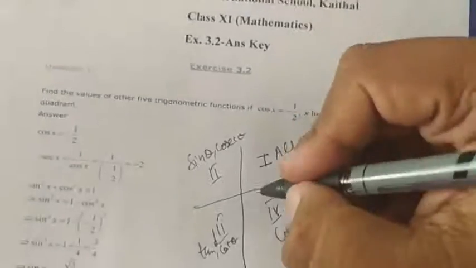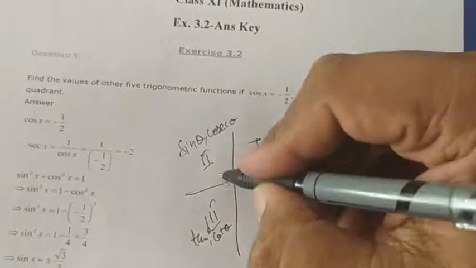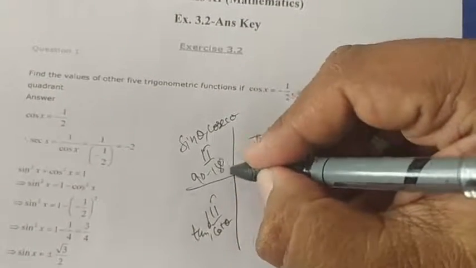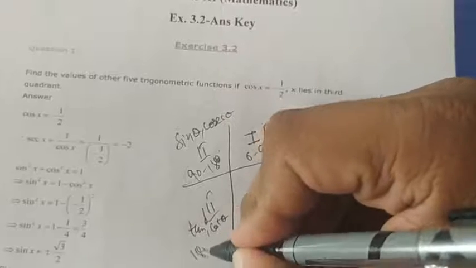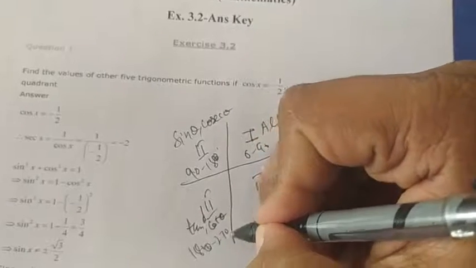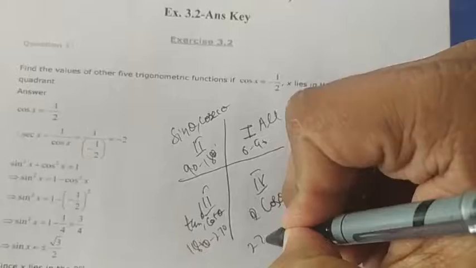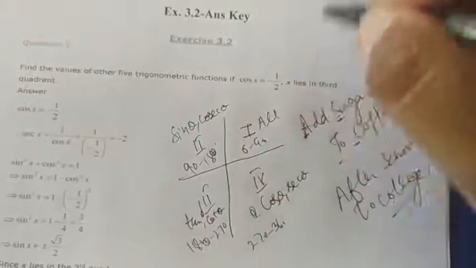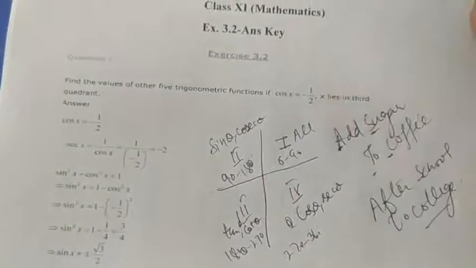So here will be the angles from 0 to 90, 90 to 180, 180 to 270, and 270 to 360. This is the 4 quadrant system.